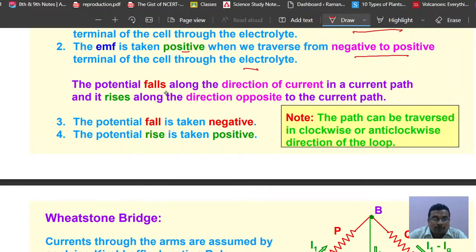So potential falls along the direction of current in a path. It rises along the direction opposite to the path. Potential fall is taken as negative, potential rise is taken as positive. The path can be traversed clockwise or anti-clockwise. It depends upon us. We can take it as clockwise or anti-clockwise. But the sum of the voltage in a network is zero.